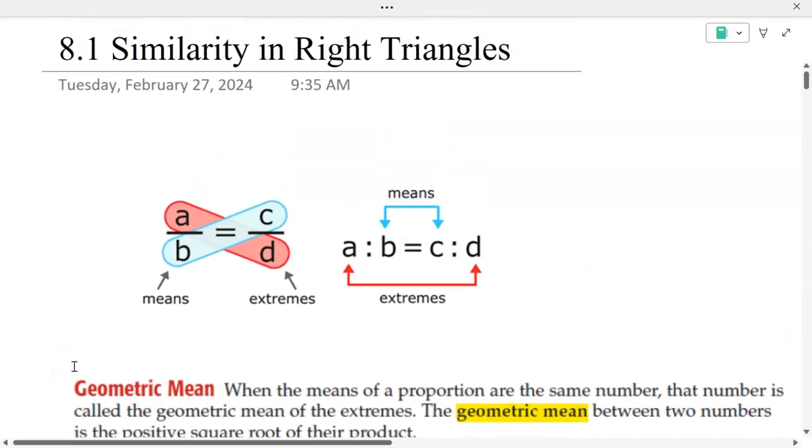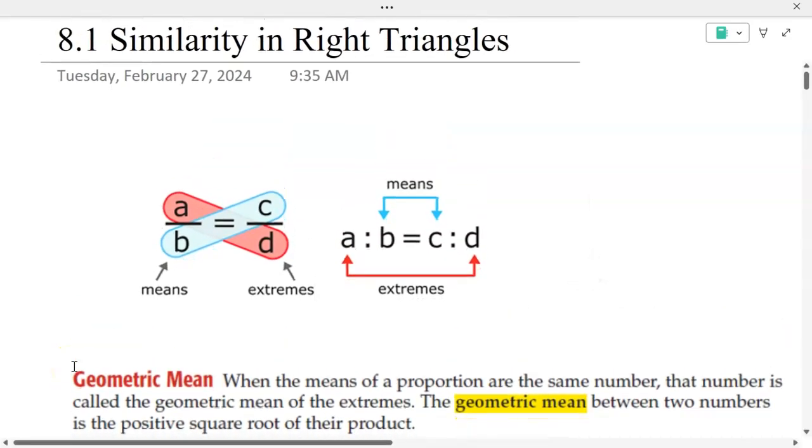Today we're going to talk about similarity in right triangles, and this section really is a bridge between Chapter 7, where we talked about similarity in all triangles, and Chapter 8, where we will specifically be focusing on right triangles. So the first thing I want to talk about is a geometric mean.